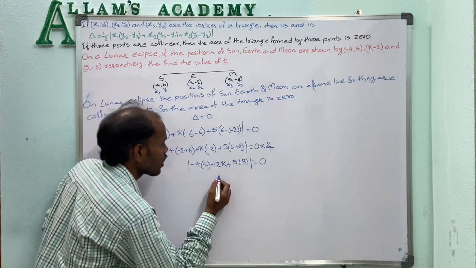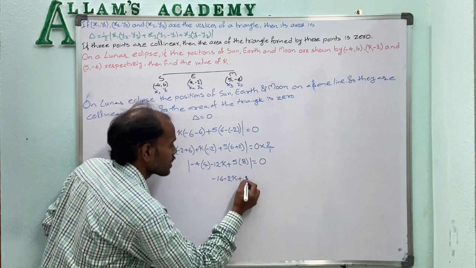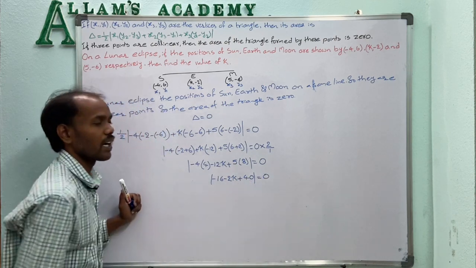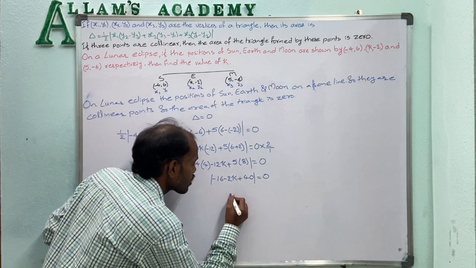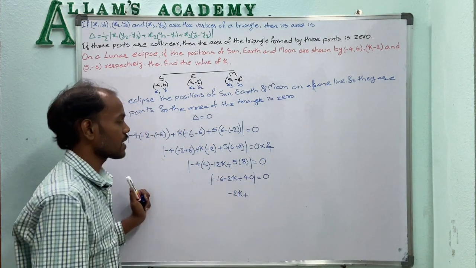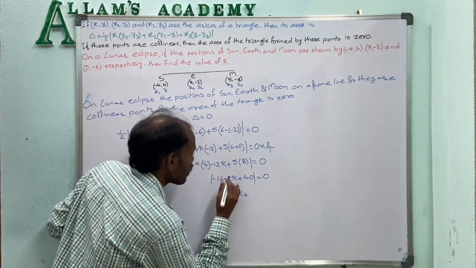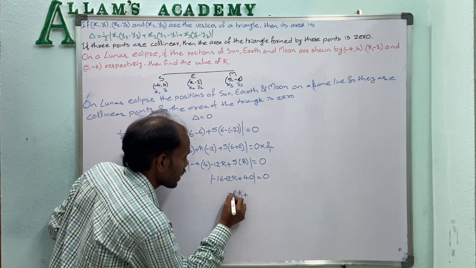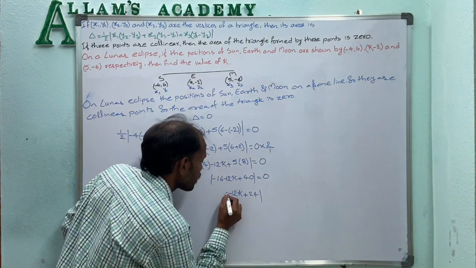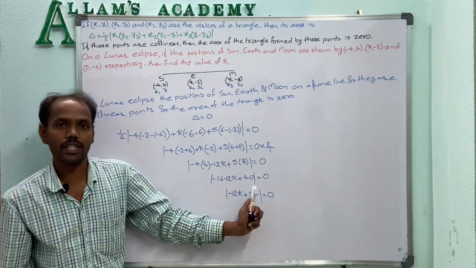Minus 4 into 4 is equal to minus 16, minus 2k, 5 8s 40. So minus 16 minus 2k plus 40 equal to 0. So minus 2k, plus 40 minus 16. 40 minus 16 is 24, so minus 2k... minus 12k plus 24 is equal to 0.